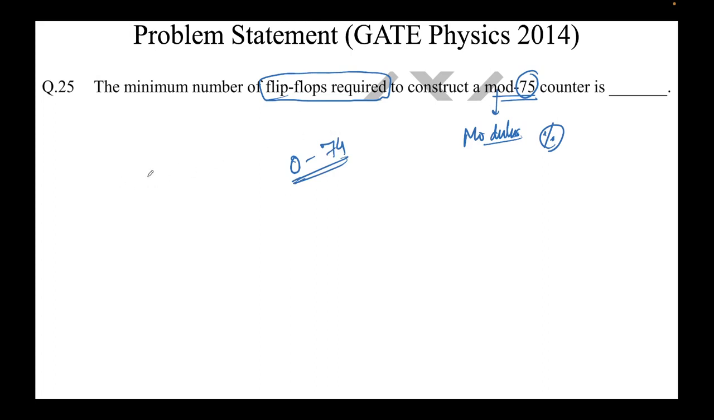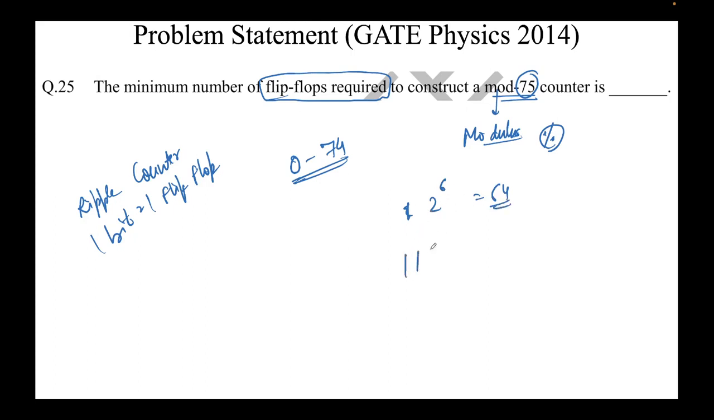So I told you that in a ripple counter, one bit is equal to one flip-flop, right? Now we need to represent the decimal number 74. If we try to represent 74, 2 to the power 6 is 64. So if you use 6 bits, you can go only up to 63. For instance, the maximum number in 6 bits is this, which turns out to be 63. But we are required to go to 74. Hence, we need to add one more bit.